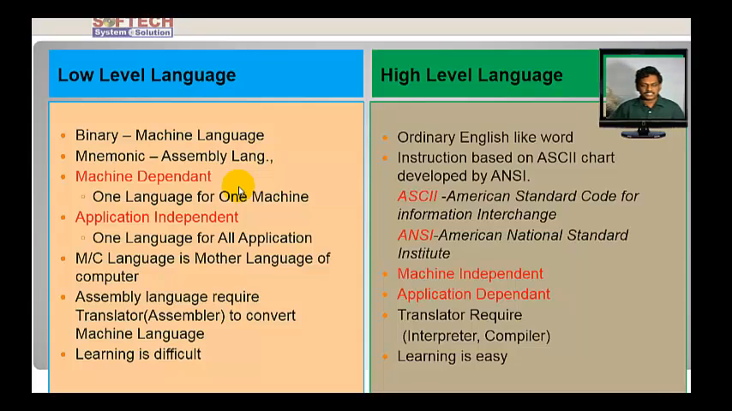Another demerit is that learning is very difficult. It requires high knowledge to learn the program. Beginners are not able to learn it. It requires high knowledge and takes more time. These are the demerits of low-level languages. To overcome these demerits, high-level languages were introduced.